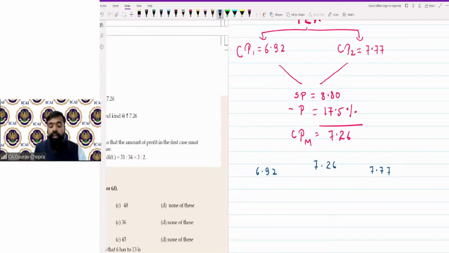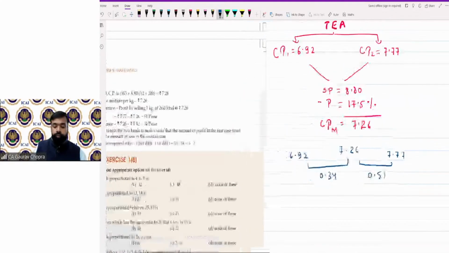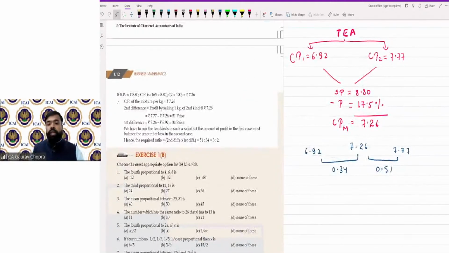Now just calculate the difference. 7.26 minus 6.92. So how much is the result? 0.34. And 7.77 minus 7.26. How much are we getting? 0.51. So what are we calculating? Difference and difference. Difference from what? Difference from the price of the mixture.